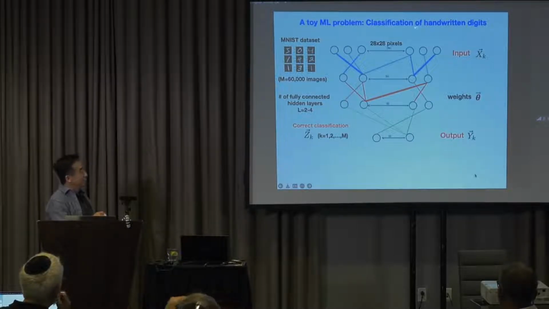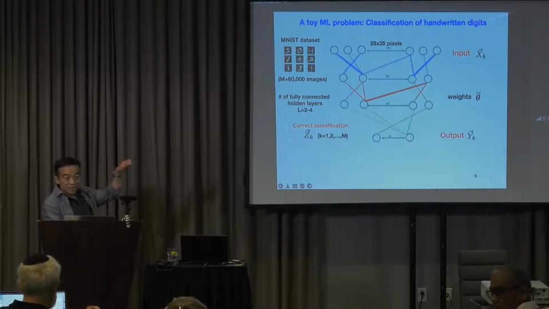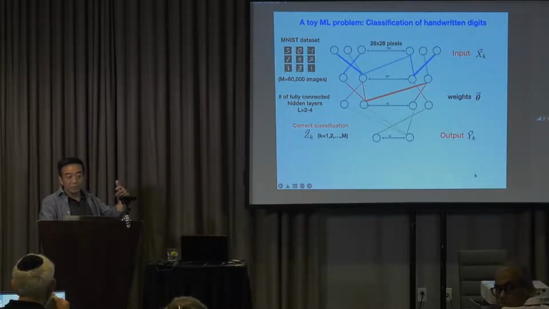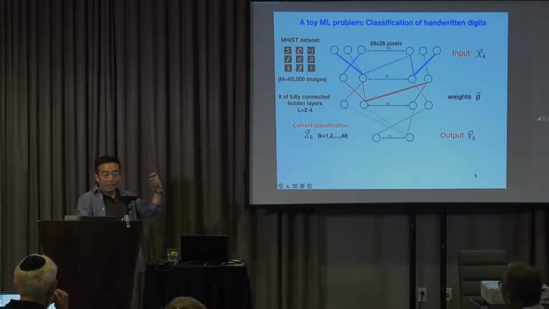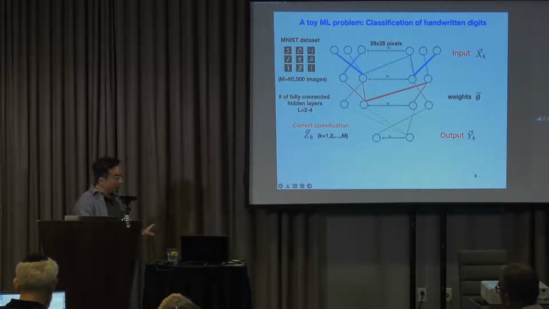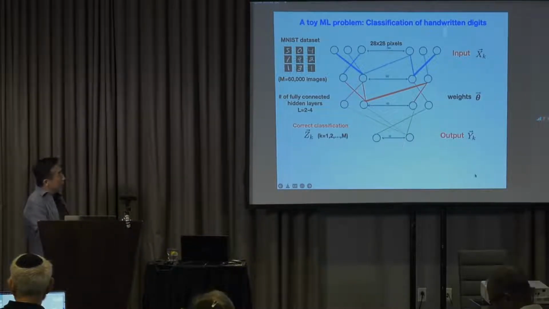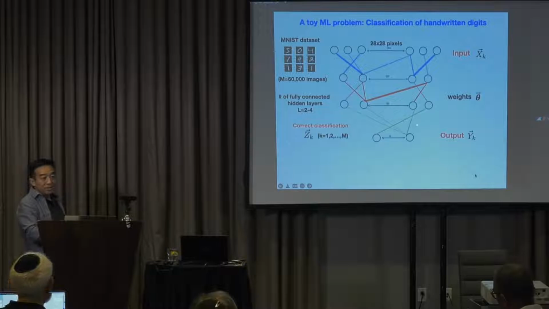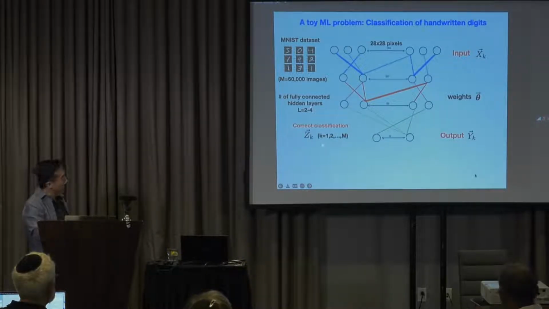the classification of handwritten digits from 0 to 9. You have 60,000 images of these handwritten digits. The task is basically to identify an image and see if it's 0 or 1 or 2. That's classification. And the model is basically a feed-forward neural network with hidden layers, 2 or 4, and so on. So this is the input, this is the output.